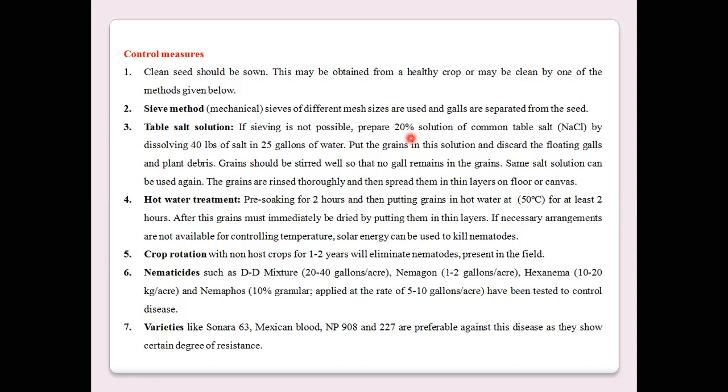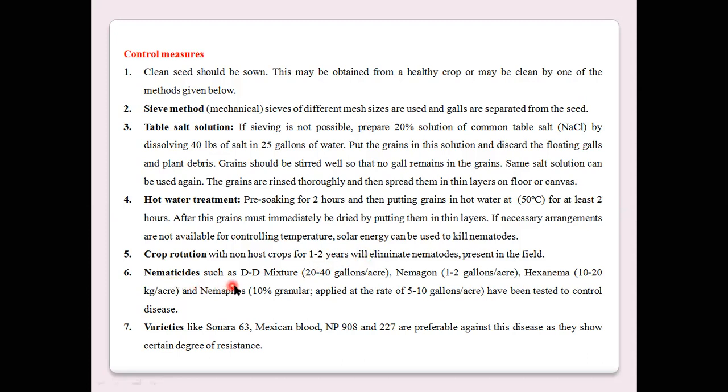So remove these infected galls or seeds, and the healthy seeds are generally kept at the bottom of the container. These seeds are removed from the pan and treated with any nematicides or hot water treatment. I already discussed the hot water treatment. Then crop rotation with a non-host crop, because this nematode survives in soil or seed for nearly 30 to 40 years. That's why the crop is rotated with other legume crops or cash crops.